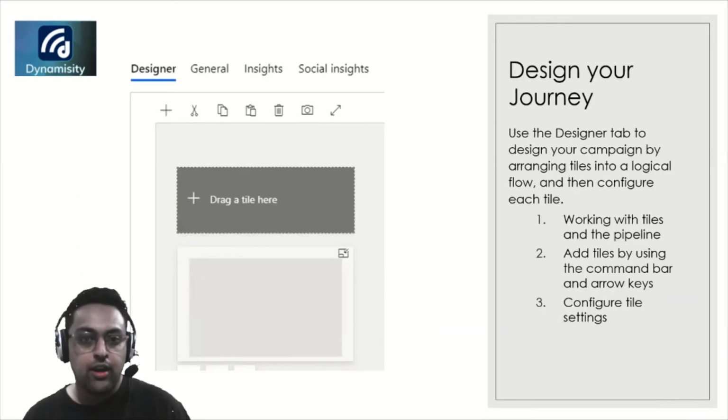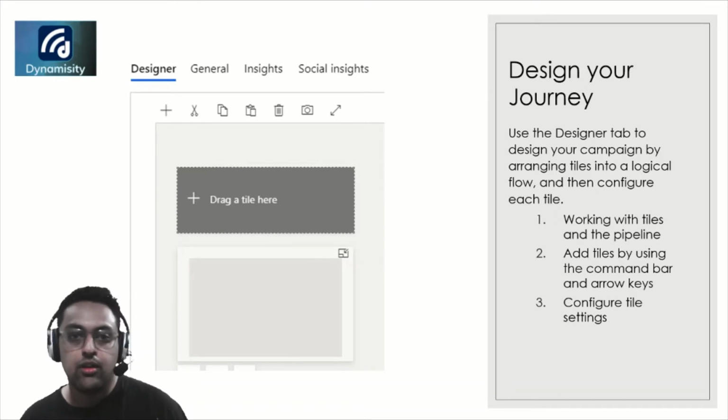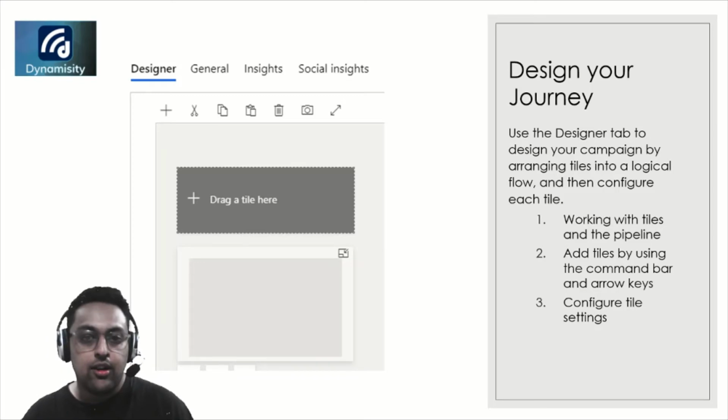Pretty important, before I start the demo and the hands-on mode, is to know how you go and design your own journey, right? So there's a designer as well there. You can use the designer tab within your customer journey form, if I might call it that, and you can do a logical flow and then configure each tile. You can work with tiles in the pipeline basically, and you can add tiles by using the command bar or arrow keys, and you can configure your settings. It will be a lot easier to learn it in a demonstration, so let's quickly get going, guys.